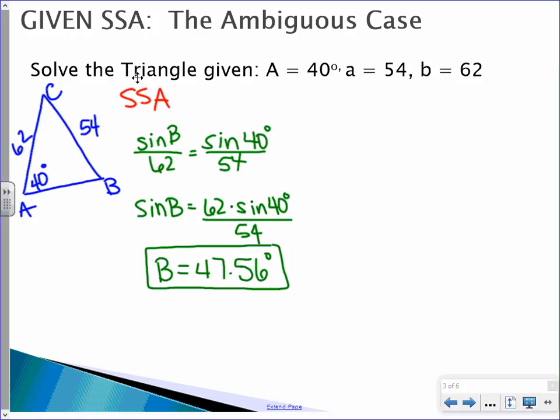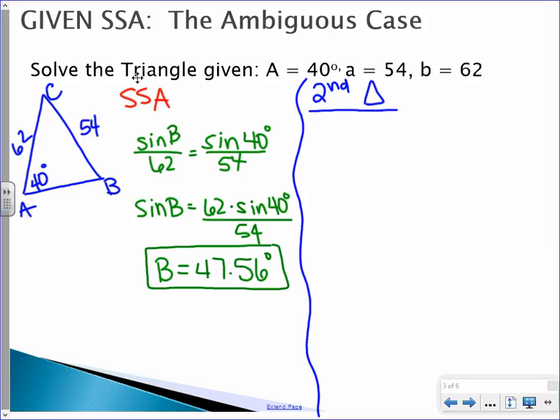We have found our first angle. Now, we decided that this was the ambiguous case, which means we could have a second triangle. So I'm going to split my page in half, and I'm going to write, we could have a second triangle. Our second triangle is still going to have all of the same given information. However, the angle B is going to be different.